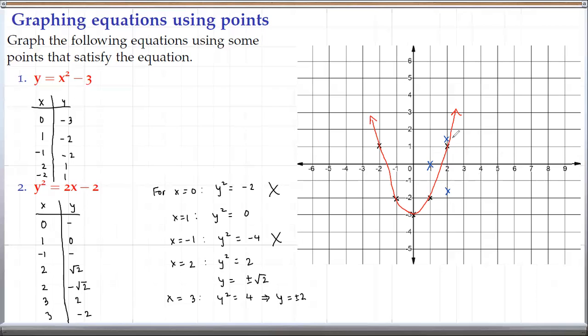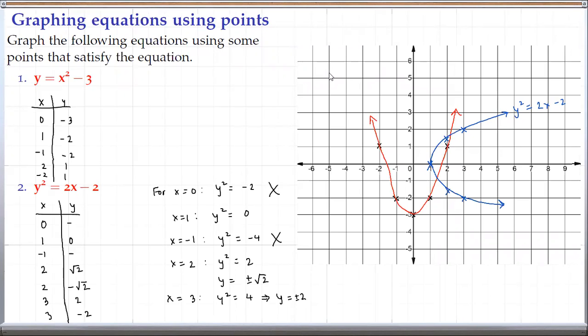Next one is (3, 2), which is right here. (3, -2) is a point right here. So the graph of this must go through these points. We can try to connect them. If you get a lot more points, it will look like this one, a smooth curve going through these points. So this is the graph of the equation y squared equals 2x minus 2. So this is how we can graph equations by plotting points.